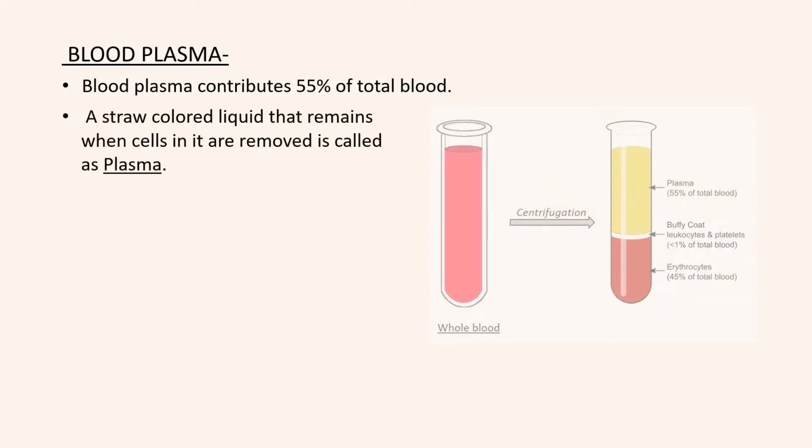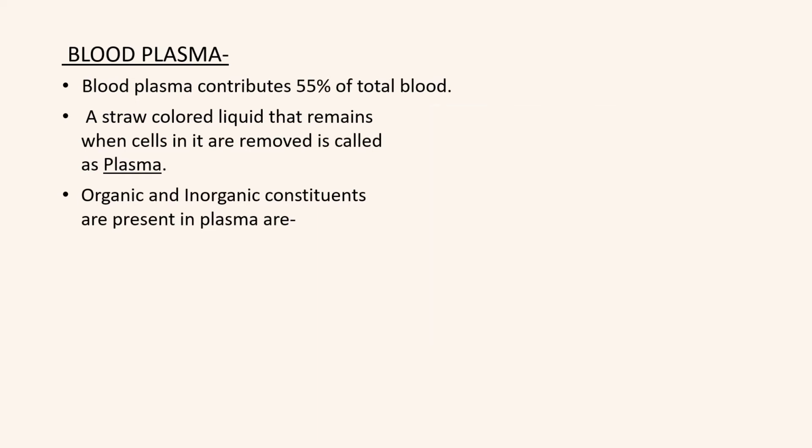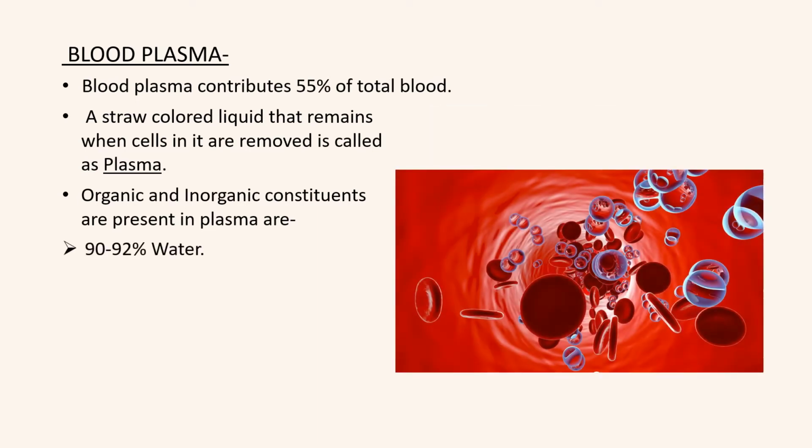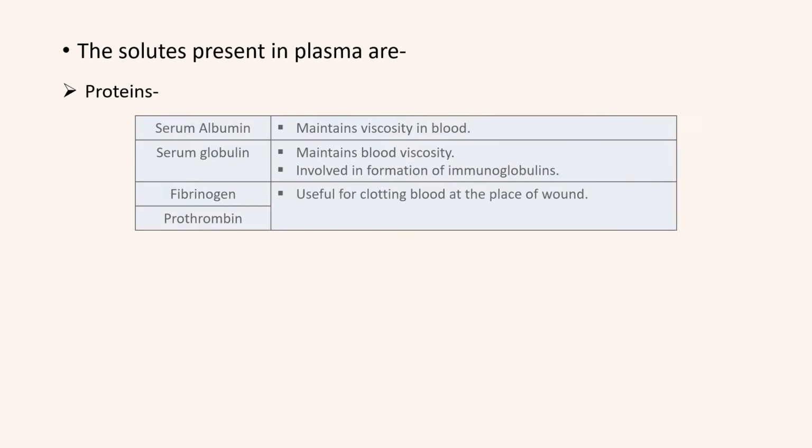A straw-colored liquid that remains when the cells in blood are removed is called plasma. It consists of organic and inorganic constituents, of which 90 to 92% is water and 8 to 10% is solutes. The solutes present in plasma are proteins. These include different proteins with different functions, like serum albumin.